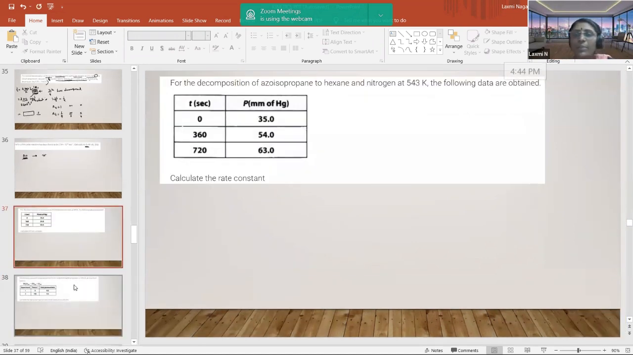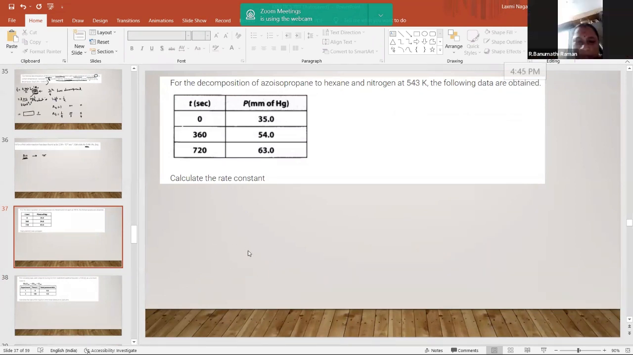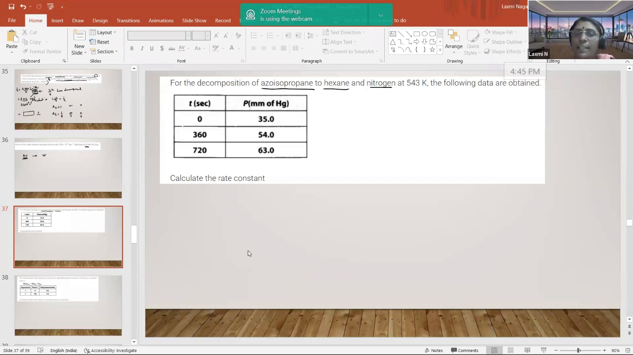Okay, this was the question. Calculate the rate. This one you were saying, ma'am? So this involves the decomposition of azoisopropane to hexane and nitrogen. So this is our textbook question. Let us assume azoisopropane is A, hexane is B, and nitrogen is C. So let us put it as A becoming B plus C.